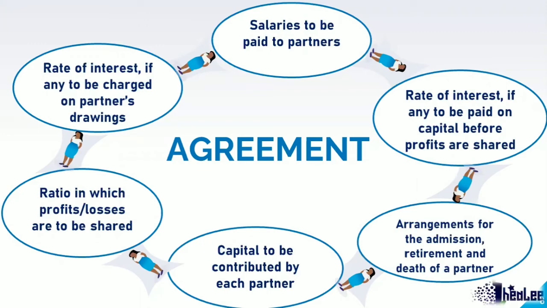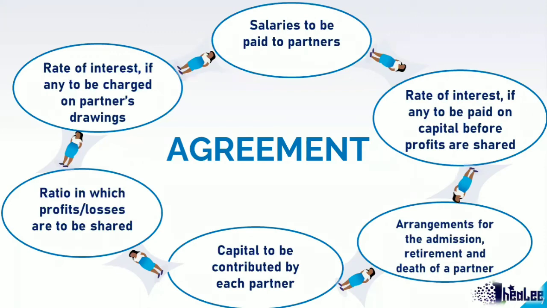And the final one is arrangements for the admission, retirement, and death of a partner. So what arrangements would be put in place in the business in case a partner retires, there's a death of a partner, or if they decide to admit a partner. But in admitting the partner, of course, all partners would have to be in agreement before you actually decide that you're going to admit a partner in the business. So these are aspects of the partnership deed.